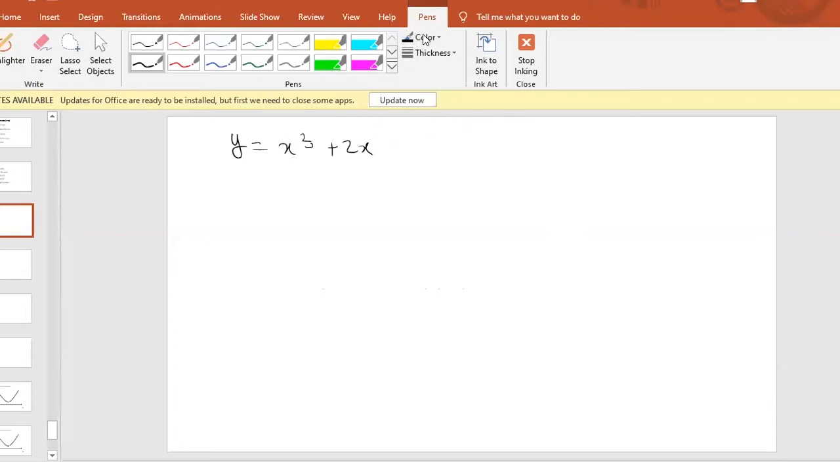So for the answer, first of all, we differentiate. dy by dx would be equal to what? d by dx of x cube plus 2x. We have two different functions, so we can differentiate them separately. If you differentiate this separately, we'll get 3x square plus 2. So dy by dx equal to 3x square plus 2.